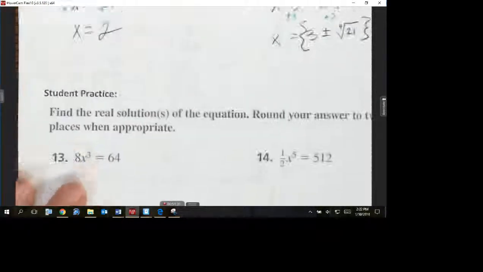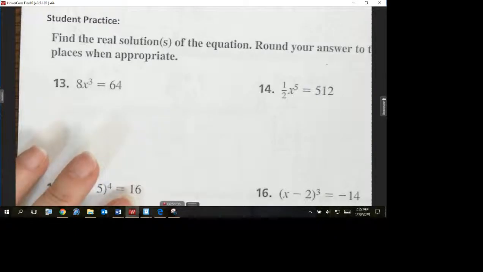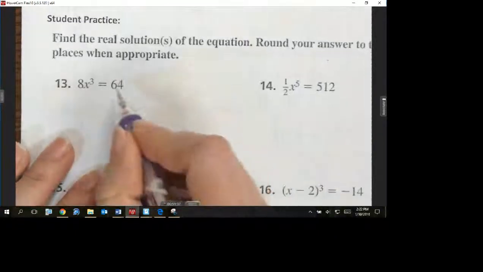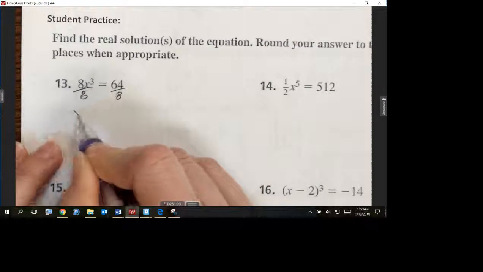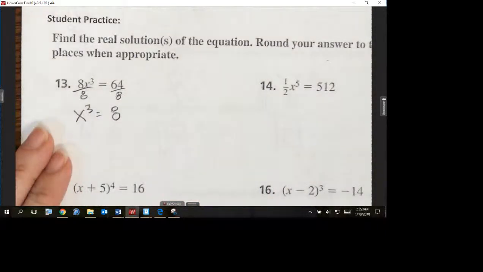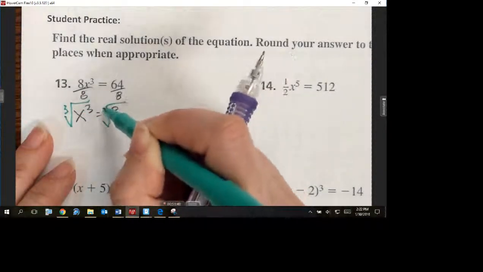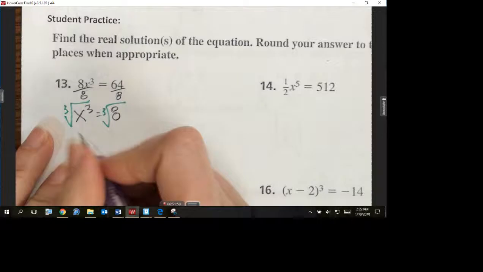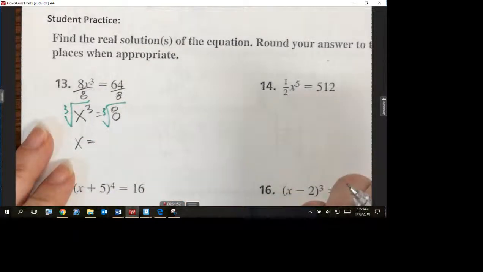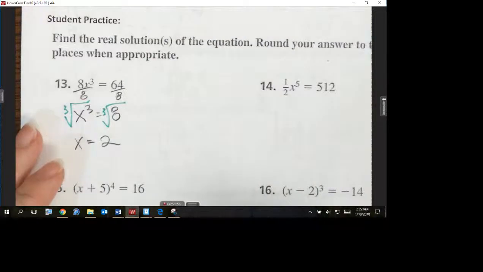So let's do just a couple of these student practices. How about 13? What would we do first to both sides? Divide by 8. And I get x to the 3rd equals 8. What do I do? Cube root. And do we know the cube root of 8? Perfect. Do I need plus minus? No. Perfect.